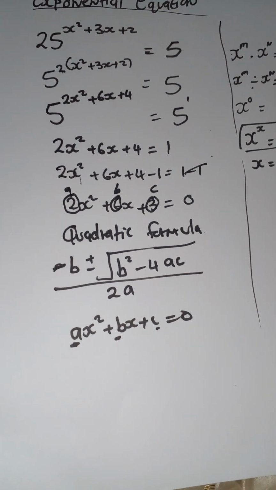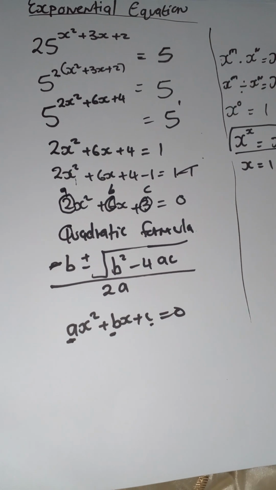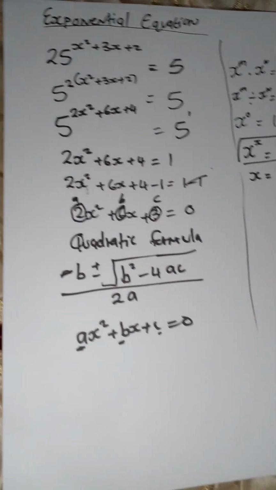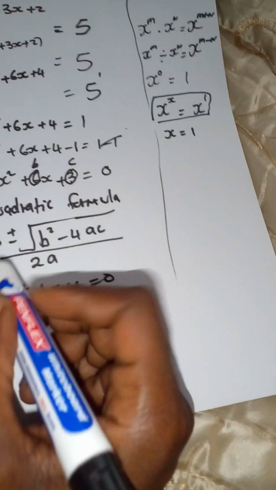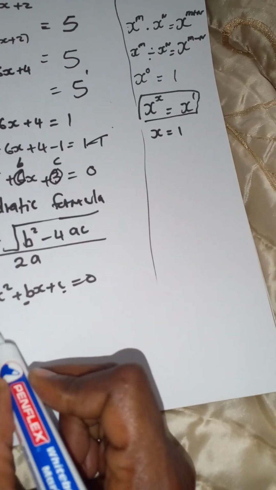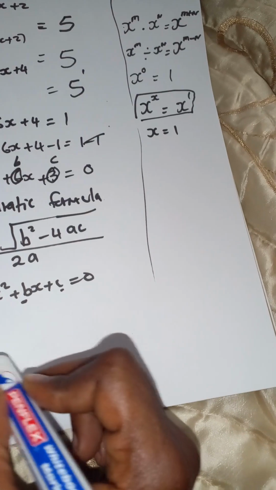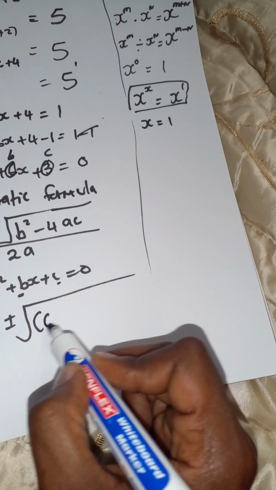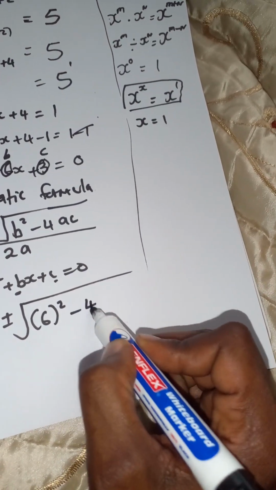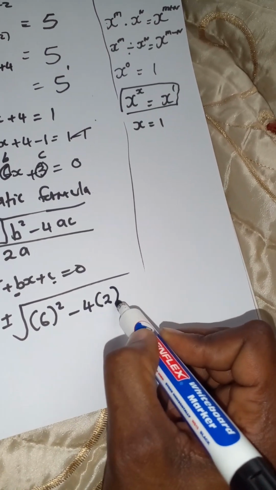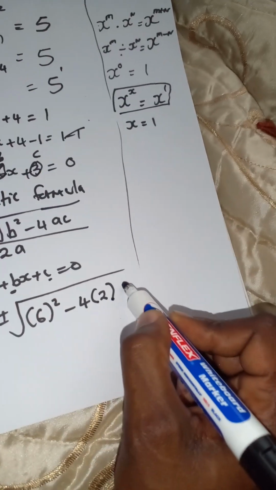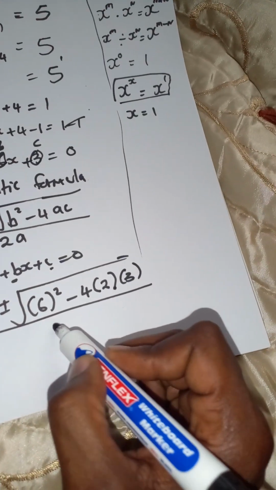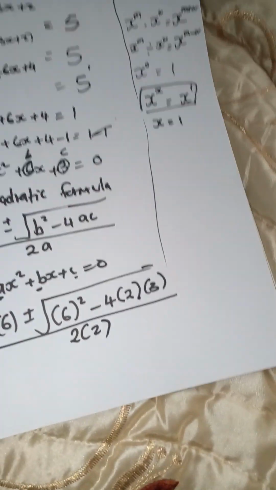Now we're going to substitute in our equation. Guys, I'm going to do it manually because you are always opting for the shortcut, which is the calculator. Let us substitute. The value of b, we take negative, so it's negative 6, plus or minus the square root of b, which is 6 squared, minus 4 times a, which is 2, times c, which is 3. So this is all over 2 times 2.